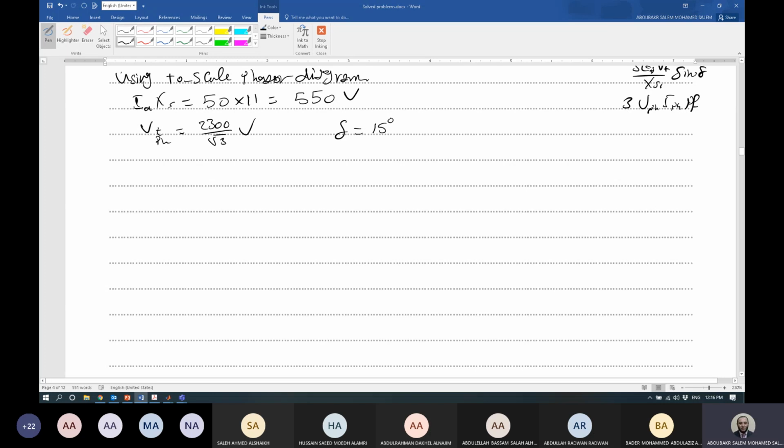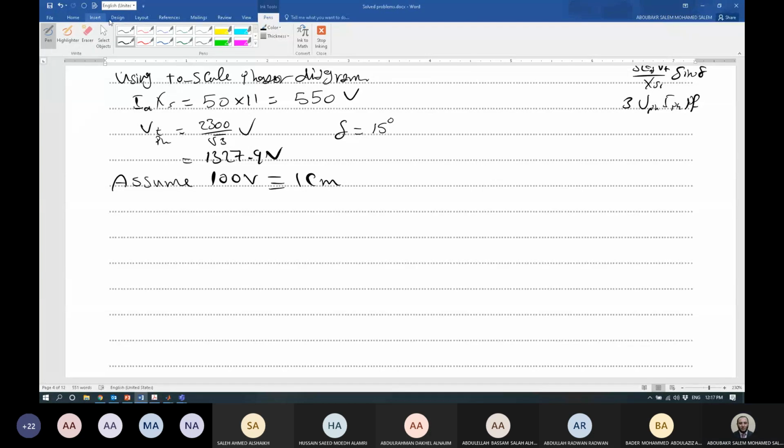To scale means you have to make a scale for your voltage values. Now if you calculate 2300 over square root of 3, the result will be 1327.9 volts. In order to draw with a reasonable scale, you can make 100 volt equal 1 centimeter, and start drawing your phasor diagram based on that.